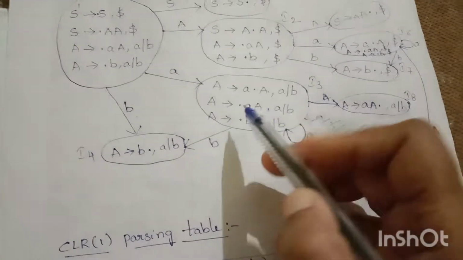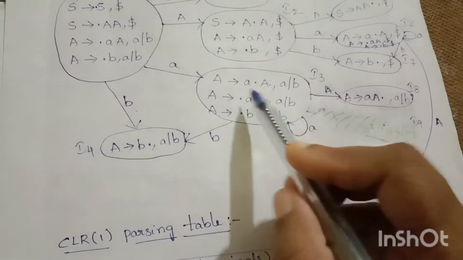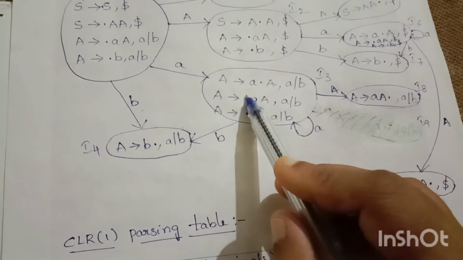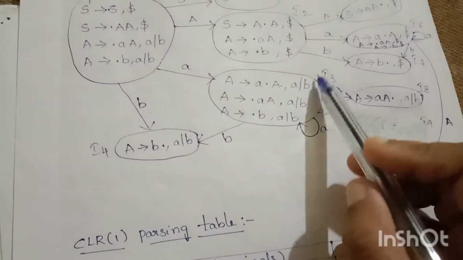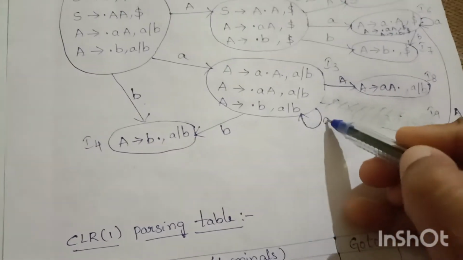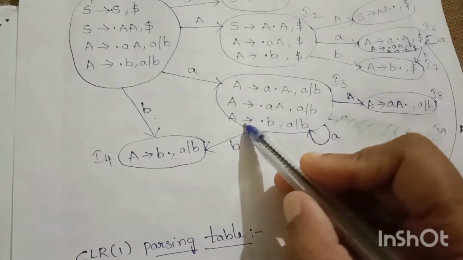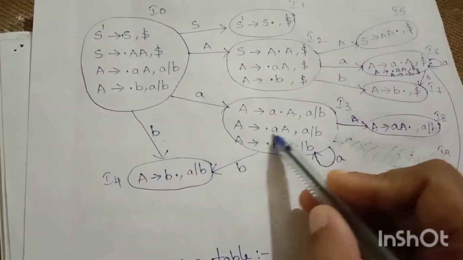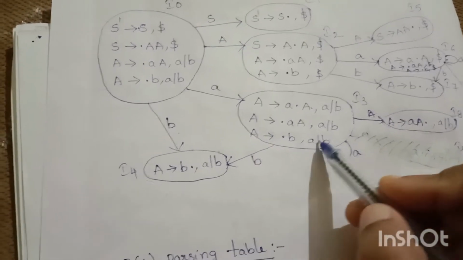Okay, and next A tends to a dot, comma, a by b. So this dot should be shifted here. So what it becomes is A tends to a dot capital A, comma, a by b. So already this is there in state I3 only. So I am drawing a self loop here on state I3 on symbol small a. And coming to the next one, A tends to dot b, comma, a by b. If you shift this dot here, it becomes A tends to b dot, comma, a by b.